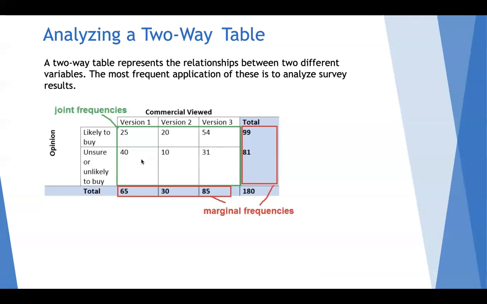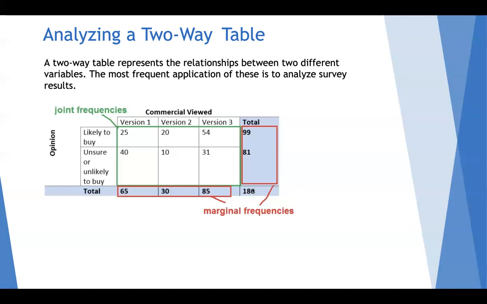The next term is marginal frequency, which is just the entry in the total of the columns and of the rows. So everything in the red represents a marginal frequency. One important thing to note is that the sum of the marginal frequencies down here and in this right-hand column add up to the same number, 180. This number is found in the bottom right-hand corner of the table, and in every two-way table that you see, this number will represent the total amount of data points that you have in your table. So in this case, this tells us that there were 180 people total that responded to this survey.